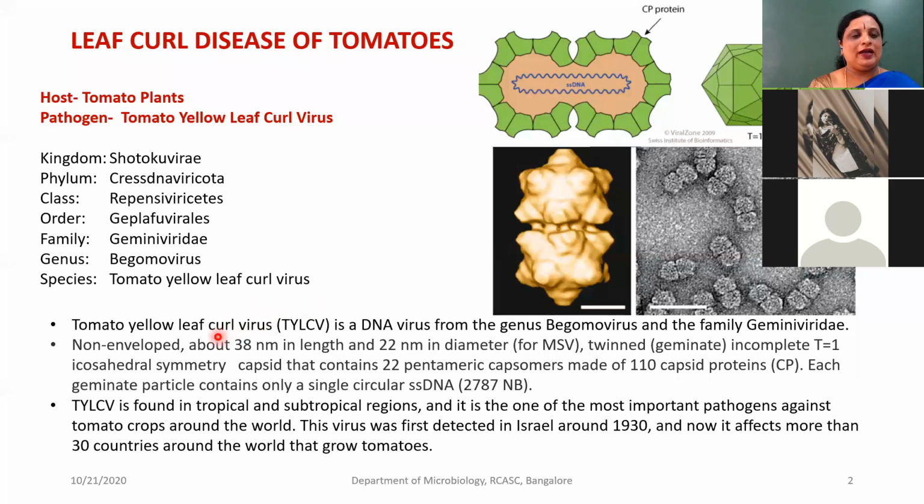And this virus has also been named TYLCV. What is this TYLCV? This is tomato yellow leaf curl virus. And as I was mentioning, this is a DNA virus. That is, the genetic material in this particular virus is DNA.